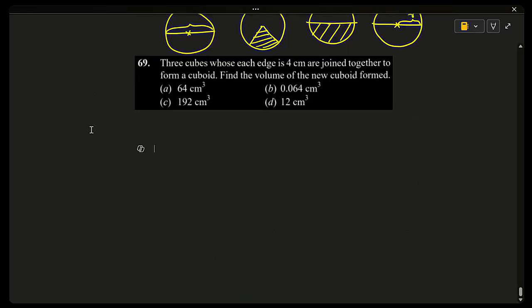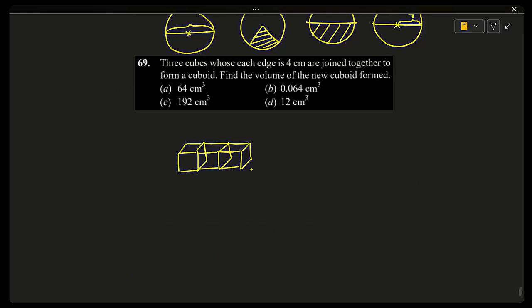Question 69. Three cubes whose each edge is 4 centimeters are joined together to form a cuboid. Find the volume of the new cuboid formed. So there is a cube, another cube, and another cube. They're joined side to side. So the overall figure will become a cuboid.